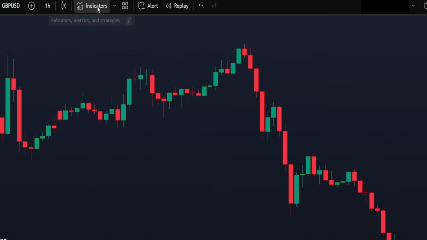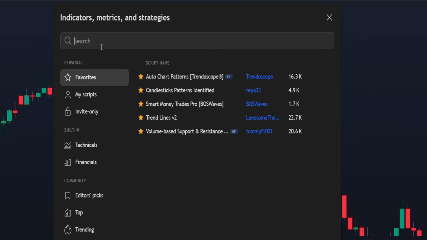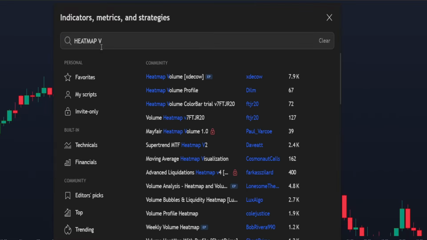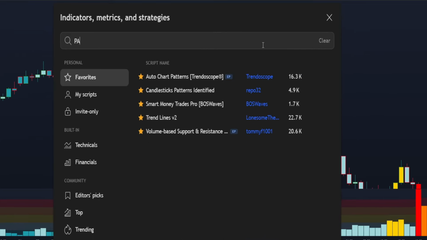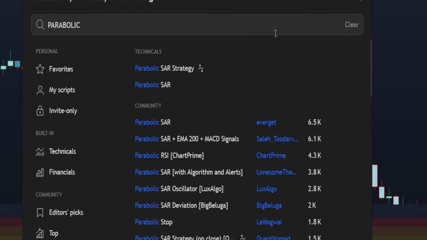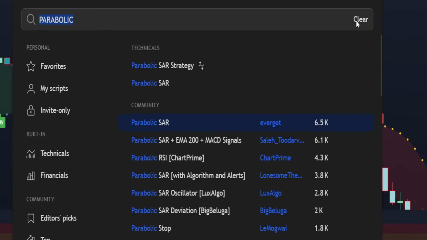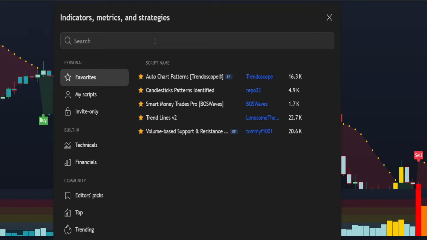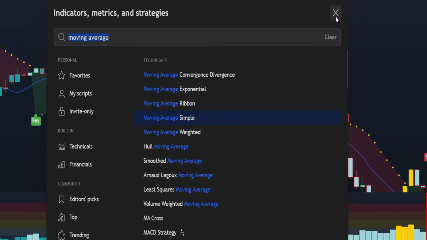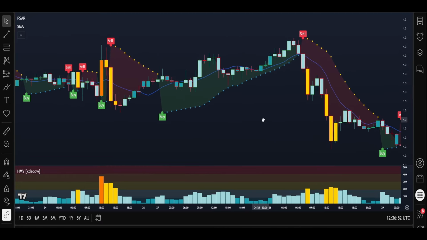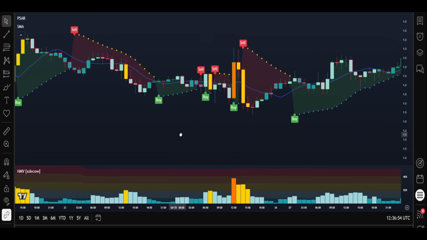Okay, back to the chart. Open indicators in TradingView. Search and add Heatmap Volume by Xdecow. Add Parabolic SAR by Everget. Add the simple moving average. With all three on the chart, each gets one job and nothing else.